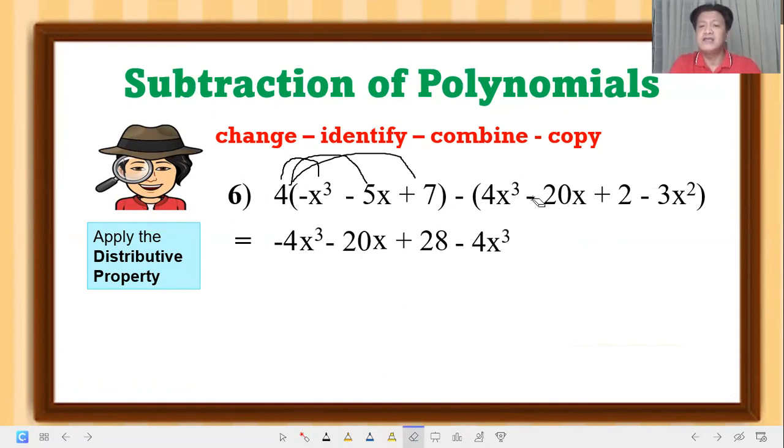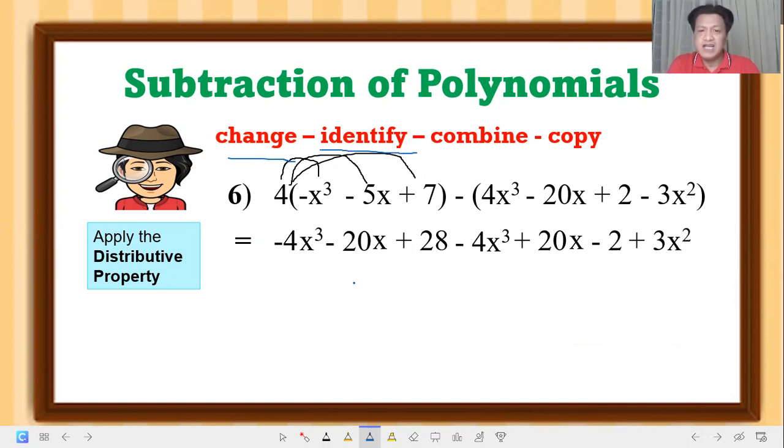Okay, i-reverse lang natin. If this is negative, magiging positive 20x na siya. Okay, always remember, copy the literal coefficient. And this is minus 2 plus 3x squared. Okay, so and then after that, we're done with change the sign of the subtrahend. We can now identify the like terms.